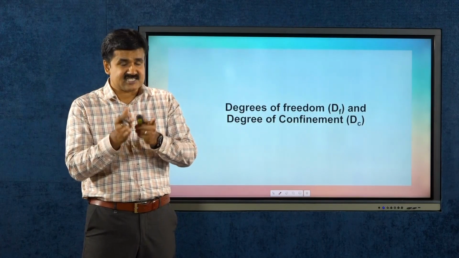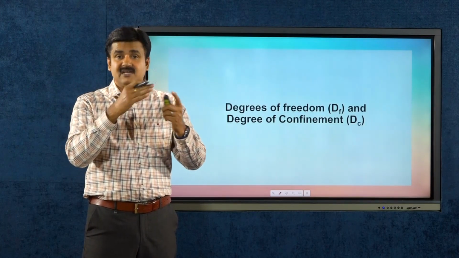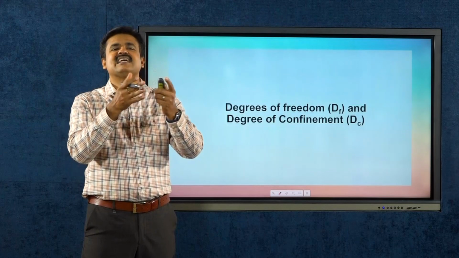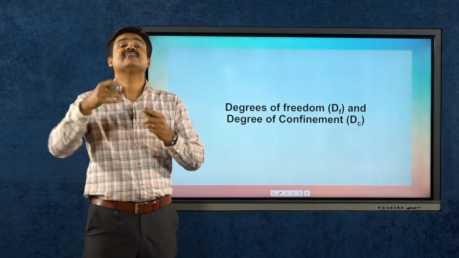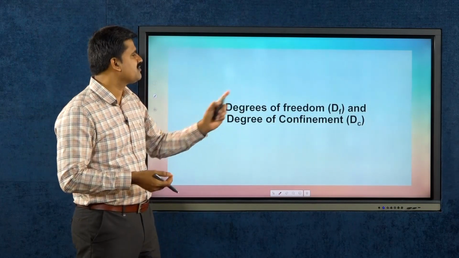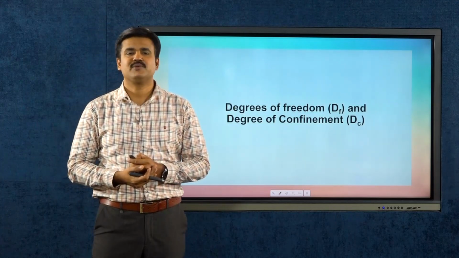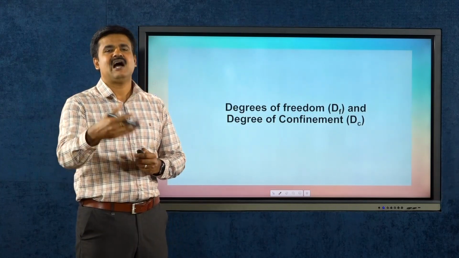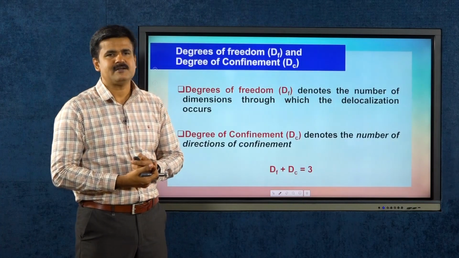Confinement means a restriction. Freedom means you are giving the size in bigger dimension. That is, you are increasing the size. So, degrees of freedom and degrees of confinement are two important aspects associated with our classification based on dimension.